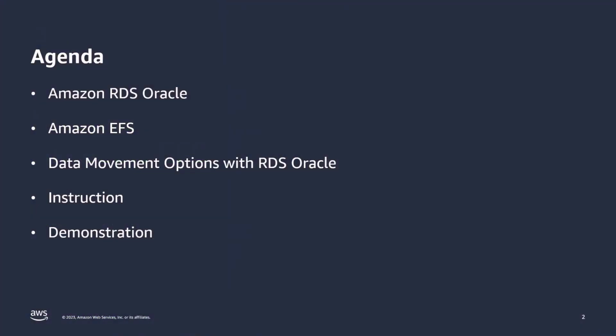The agenda for today's session is as follows: introduction to Amazon RDS for Oracle and Amazon EFS, overview of various data movement options available when migrating databases to Amazon RDS for Oracle, understanding of how the integration of Amazon EFS with Amazon RDS for Oracle can simplify the database migration process, a step-by-step guide on integrating Amazon EFS with Amazon RDS for Oracle, along with a demo. Let's begin by exploring what is Amazon RDS for Oracle.